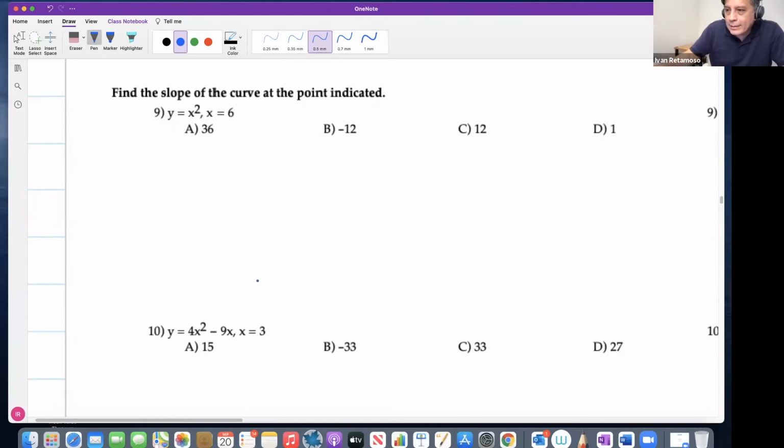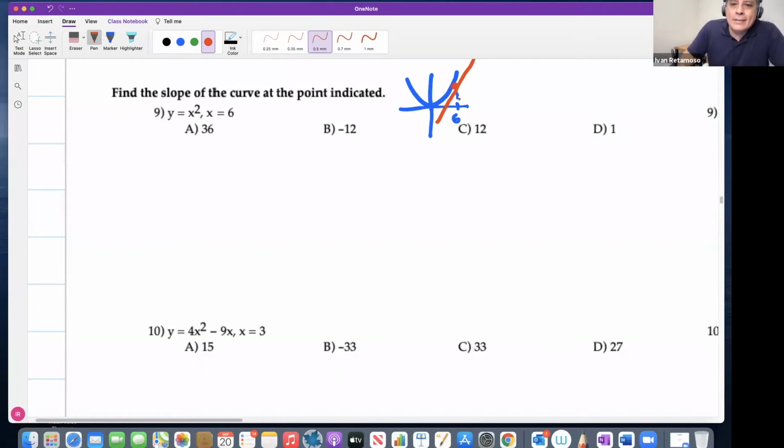But we were using the definition of the derivative via limits, right? It was very tedious. But now that we have formulas, it shouldn't be that long, right? Basically, they're asking you to figure out for this function y equals x squared, whose graph is this parabola, at x equals 6, what is the slope of the tangent line, right? The slope of this line at x equals 6.